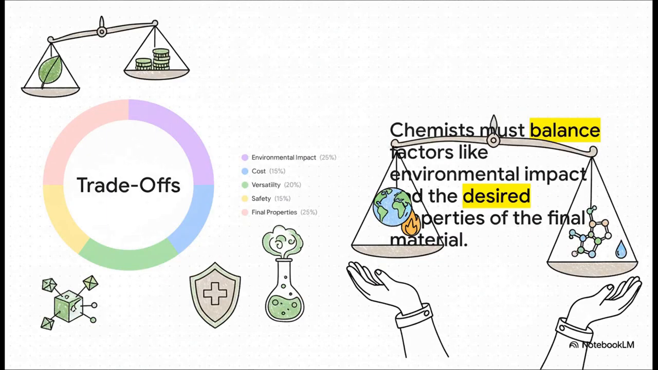So that's the bottom line, right? Chemists are always having to weigh their options. Are we going to prioritize a green, safe, low-cost process, or do we need the absolute best performance, the most versatility to get exactly the final structure we want? It is a constant balancing act.